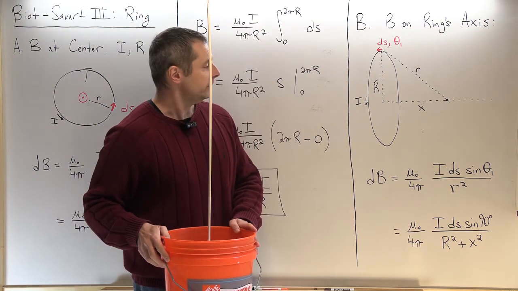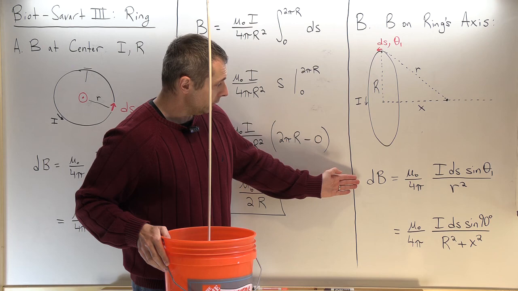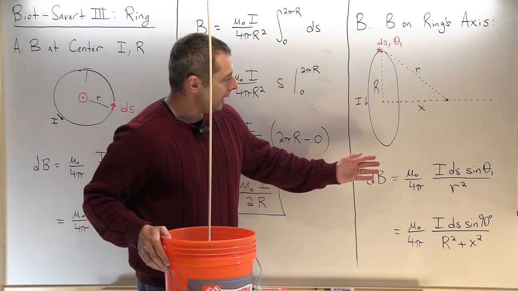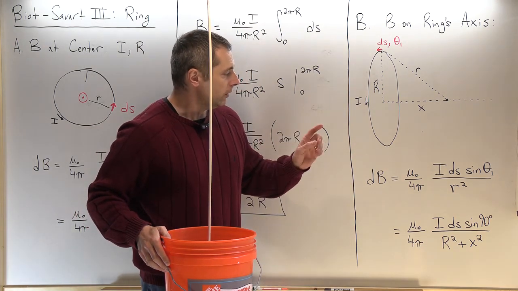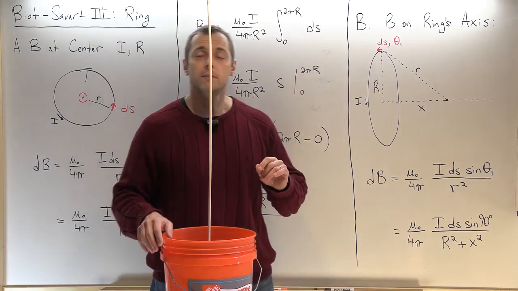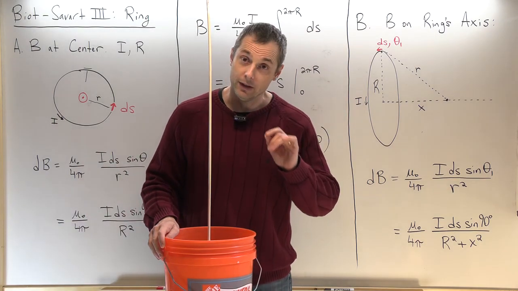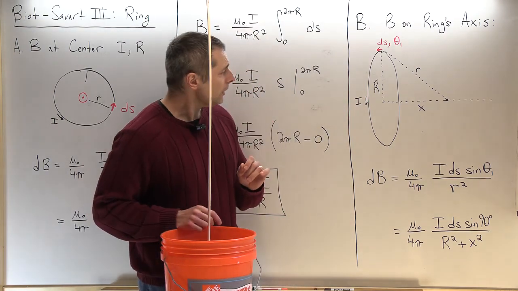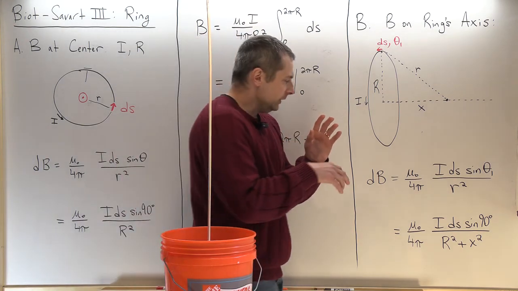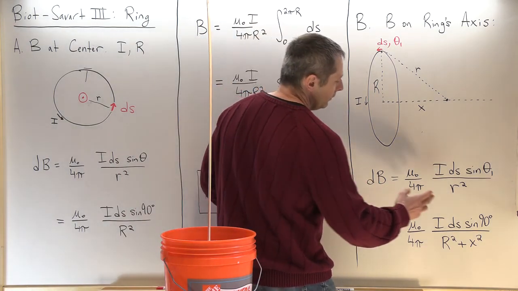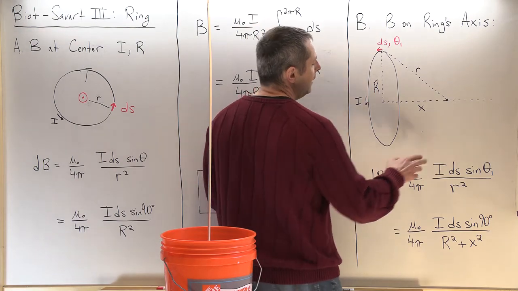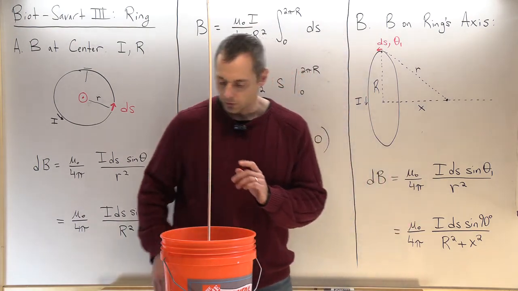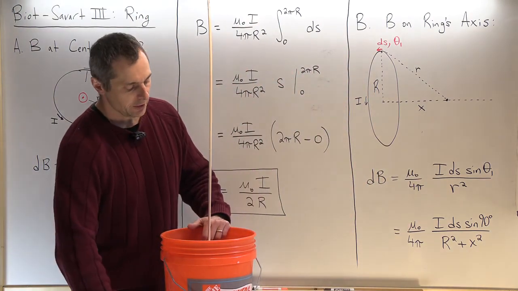So the first thing is we start with the Biot-Savart law. Mu 0 I ds sine theta 1 over r squared, and I put theta 1 because there's going to be another angle in this problem. So filling in the pieces, what is the angle we plug into the Biot-Savart law? So here comes our first challenge.